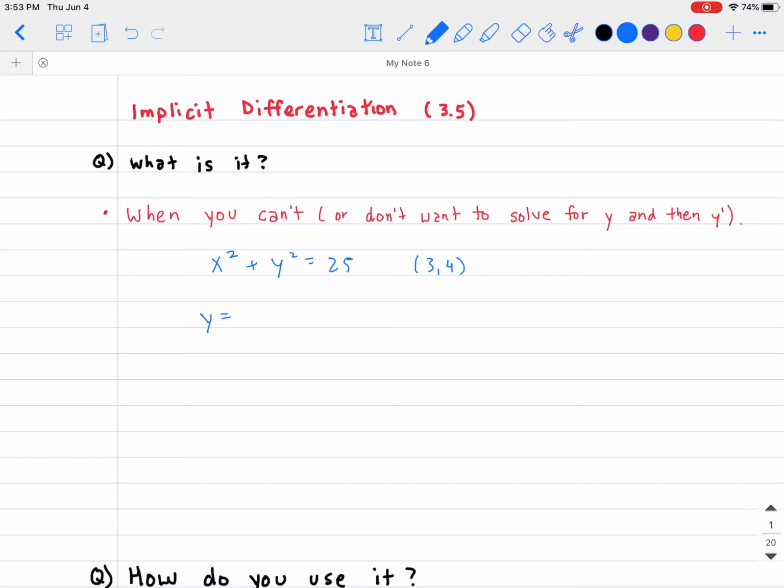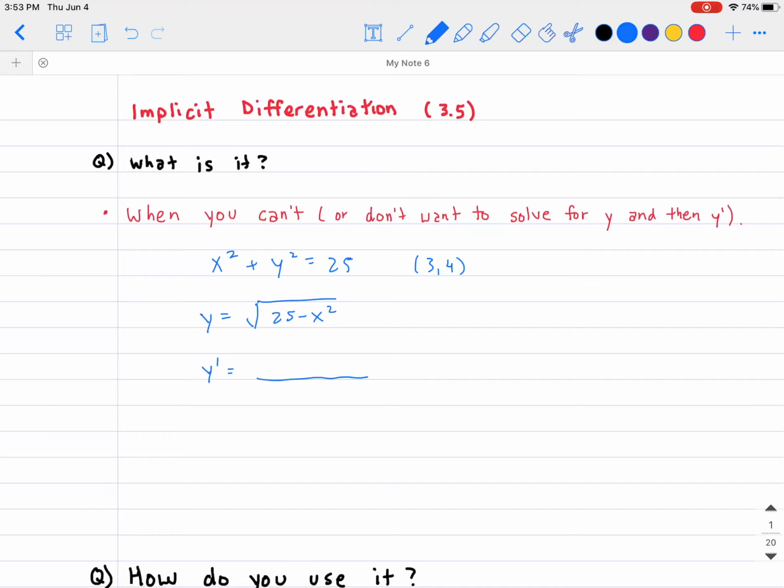So over here, we'll go ahead and do so. y is supposed to be equal to the square root of 25 minus x squared. And technically, yes, there is a plus or minus, but because the point that we're choosing right now is in quadrant 1, we'll go ahead and drop the negative part. And for now, we'll go ahead and solve for y prime.